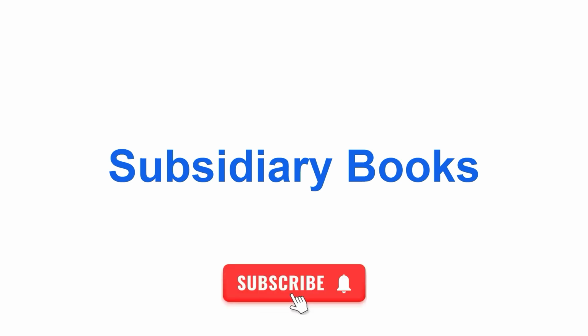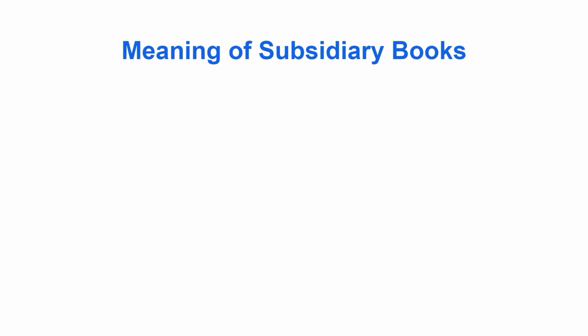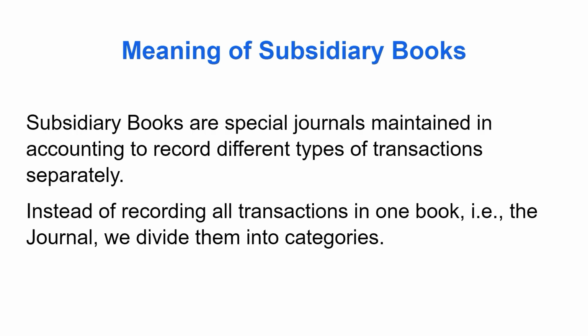So let's begin. Meaning of subsidiary books. First, let's understand the meaning. Subsidiary books are special journals maintained in accounting to record different types of transactions separately. Instead of recording all the transactions in one book, that is, the journal, we divide them into categories like purchase transactions in purchase book, sales transactions in sales book, and cash transactions in cash book, and so on.